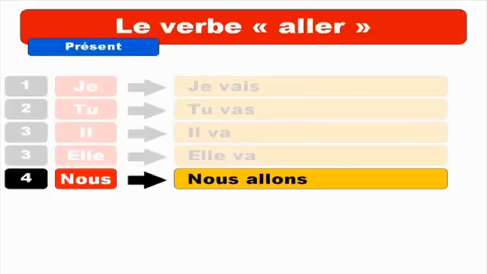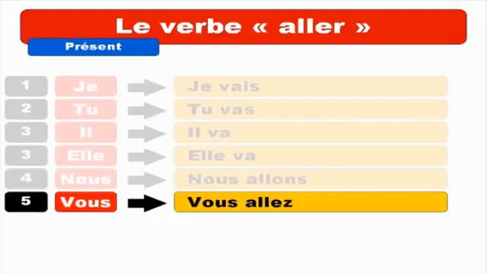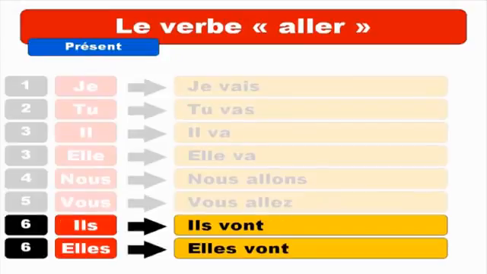Nous allons. So you can notice the liaison between S and A. Nous allons. Repeat. Nous allons. Vous allez. So the same thing, the liaison between S and A. Vous allez. Repeat. Vous allez. Ils vont. Elles vont. Repeat.